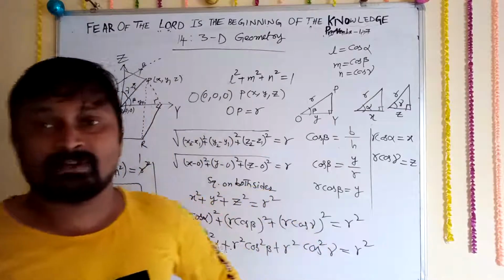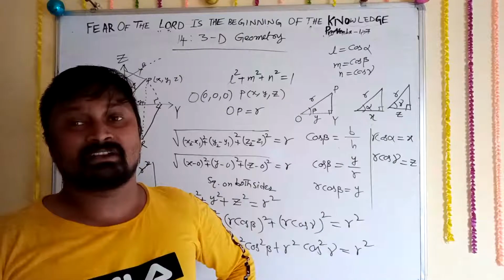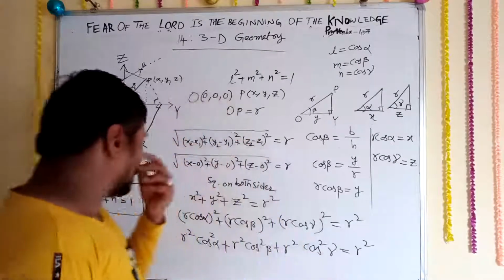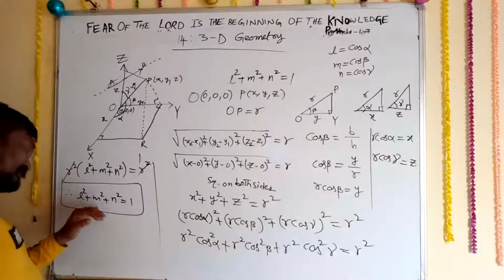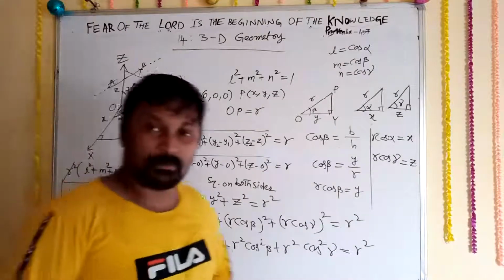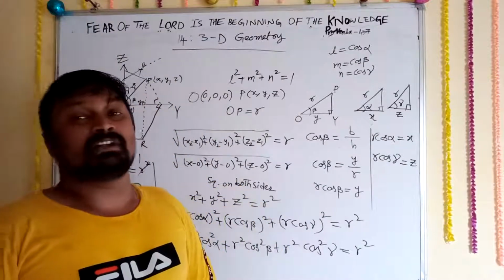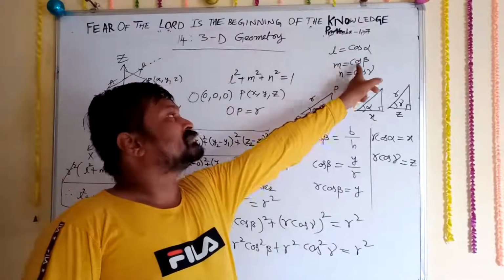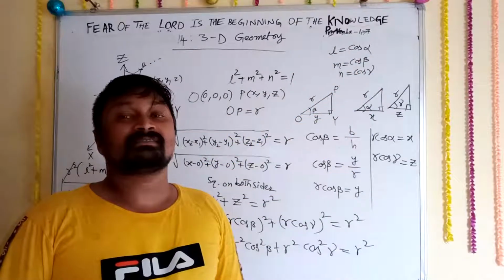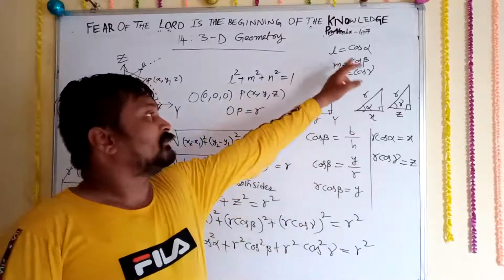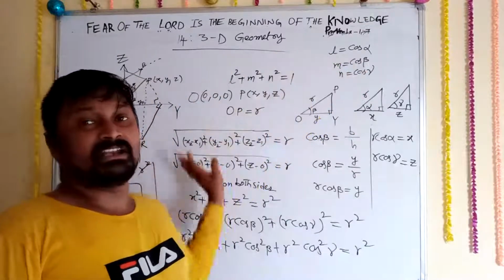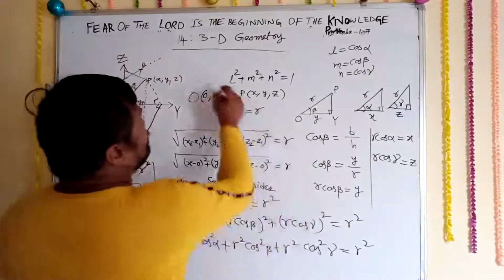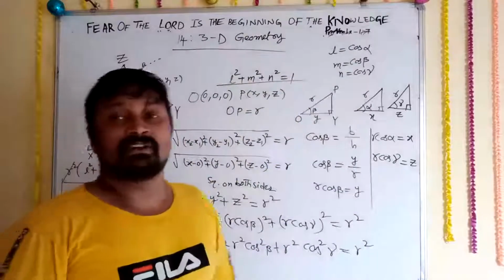Yes, cos square alpha plus cos square beta plus cos square gamma is equal to 1. But cos square alpha is nothing but l square, because we are taking l is equal to cos alpha, m is equal to cos beta, n is equal to cos gamma. That is about your proof for l square plus m square plus n square is equal to 1.